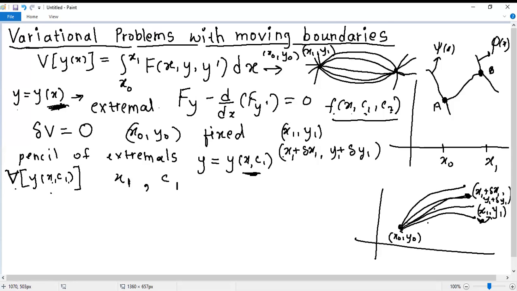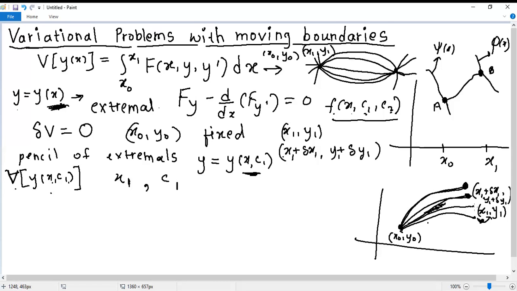But if we say that there is no intersection between these curves, whatever I had drawn previously, except this one, that means there is no intersection between those curves. Under that condition, if I tell you what is the second endpoint, then you can easily tell me which one is that extremal. Suppose I say this is the second endpoint of the extremal, then you can immediately say that this is the curve on which the extremum is attained.